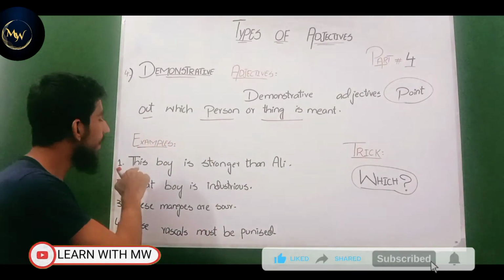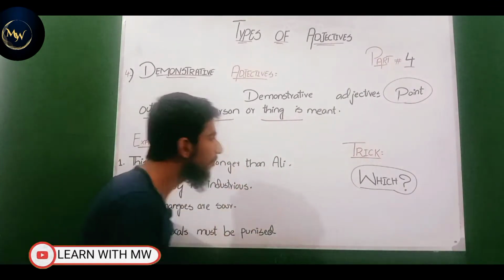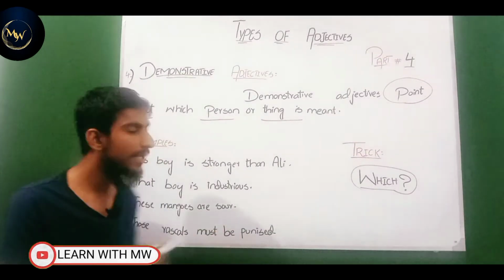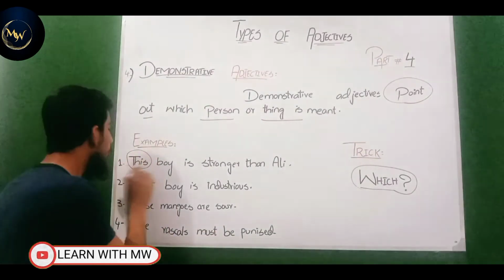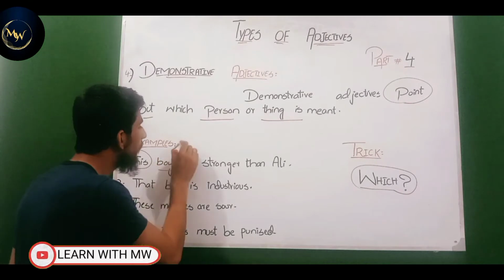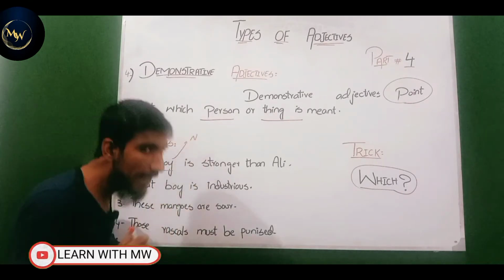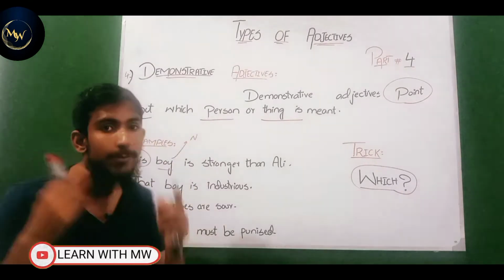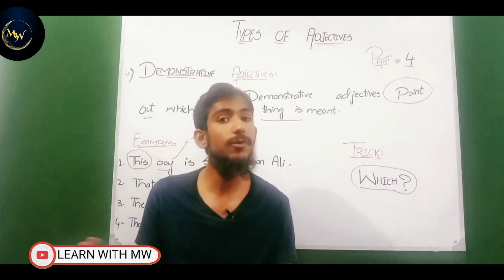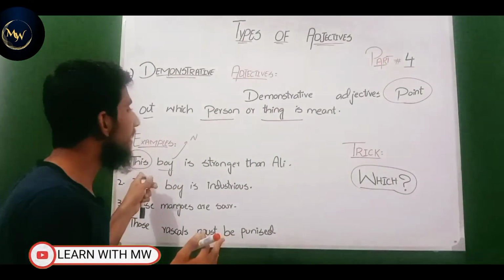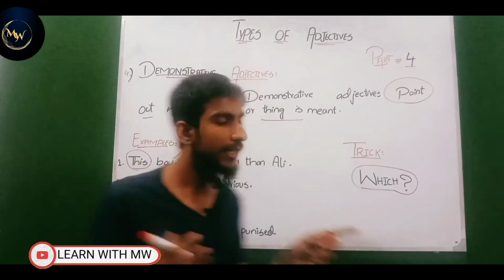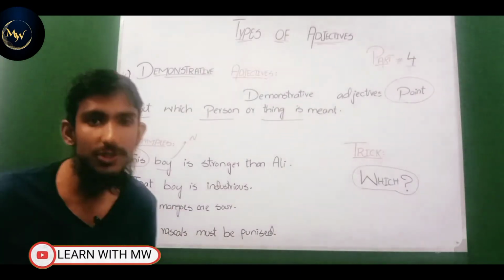Look at this: "This boy is stronger than Ali." So which boy? This boy. Boy is basically a noun, and those words which add meaning to the noun we call adjectives. But "this" is answering the question "which?" That's why this is a demonstrative adjective.